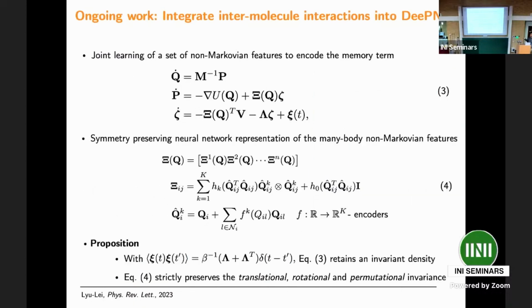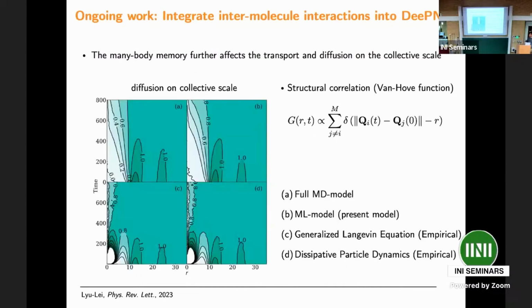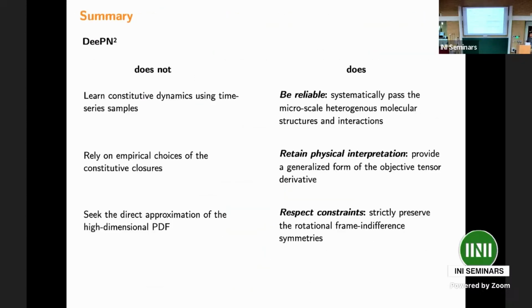Okay, so here's some result. We designed some kind of symmetry preserving neural network for the many-body non-Markovian memories, and then our plan is that we're going to start here. Then we're going to design some new features to account for the intermolecular interactions, and then we encode it into the system. And that's just ongoing work. Okay. Let's see some result. Because I think I'm going to skip.